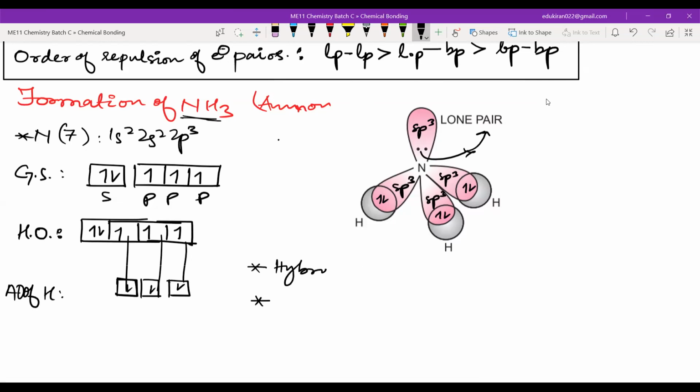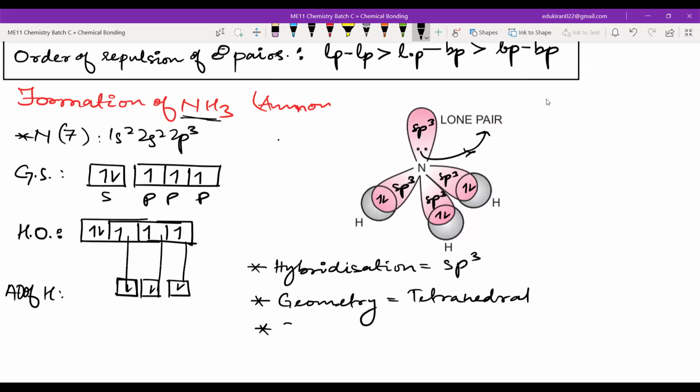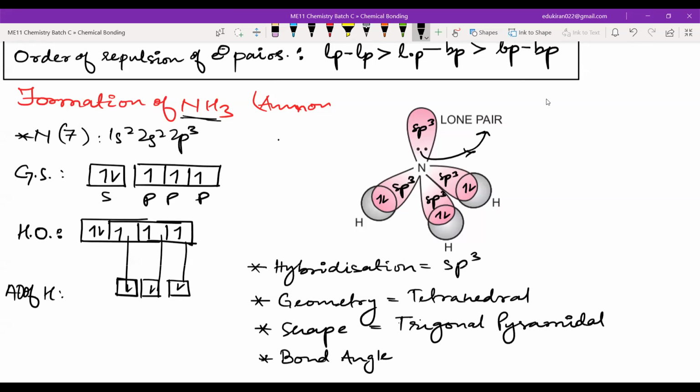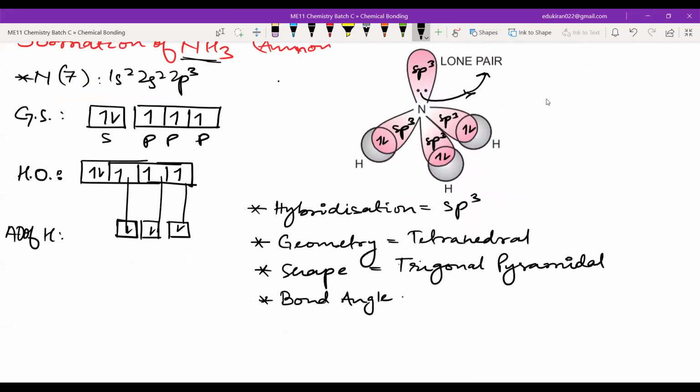So first of all, we will write the hybridization. Hybridization is sp3. Geometry is tetrahedral. And the shape is trigonal pyramidal. Now bond angle, I will say it is slightly less than 109.5.